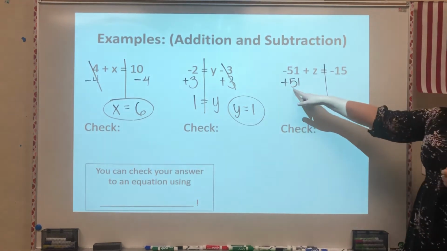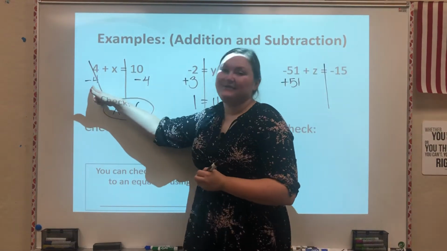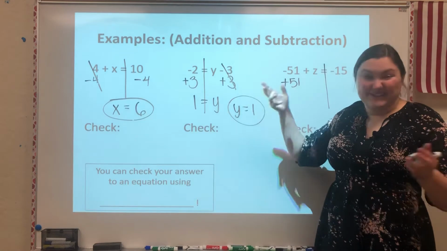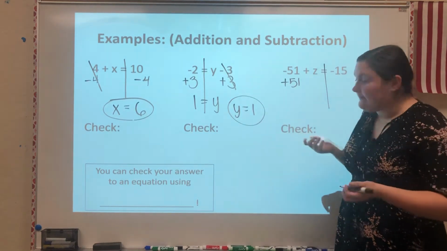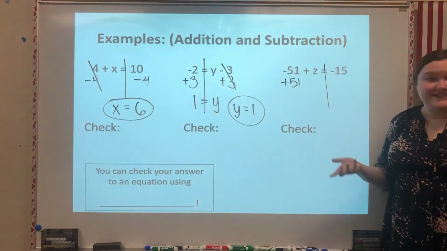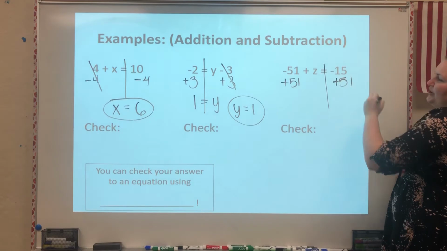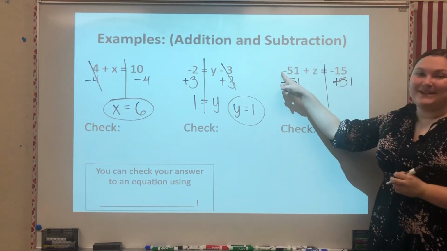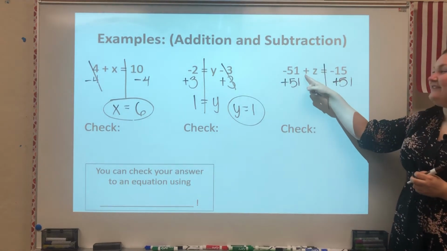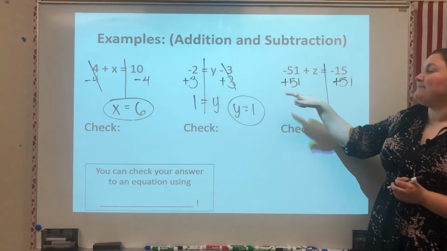I am using a positive 51 because remember, each time I want this to give me a 0. I need it to give me a 0 to cancel out, to get rid of it. So a positive 51 and a negative 51, that's going to equal 0. That's why we're using a positive 51. You want to be careful that you're looking at the sign of the number, not this sign here. That's the sign with z. The sign of 51 is negative, which is why we're using positive.